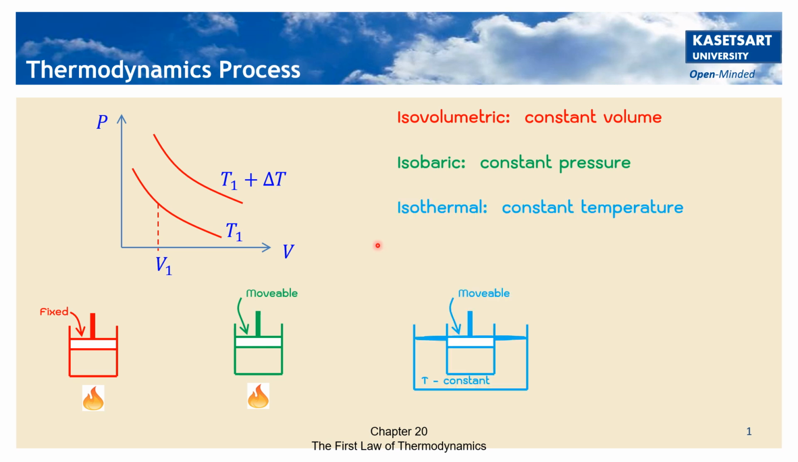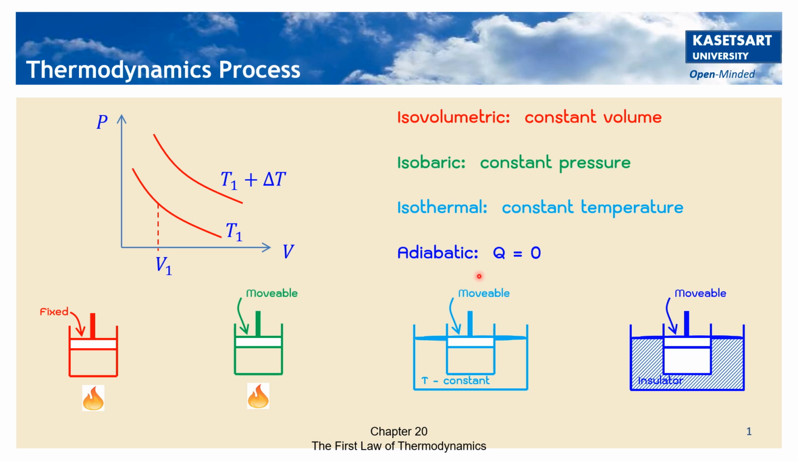The third type is called the isothermal process. You have a heat reservoir and you put your system into the heat reservoir. So the temperature of the system is constant, but the volume of your system can change and also the pressure can change.